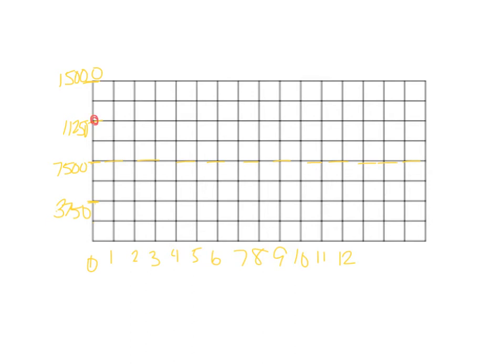This is my first point, 0 is at this value, 2 is at my maximum, and then 4 goes back to this value, and then 5 goes to the midline, and then 6 goes to 3750, 8 goes to 0, 10 goes to 3750, 11 goes to the midline, and then 12 goes back here, and boom, boom, boom, there is our nice curve.